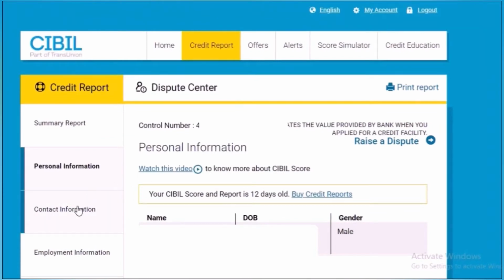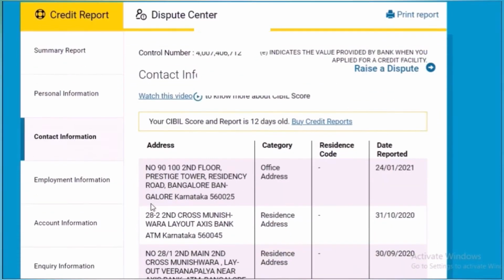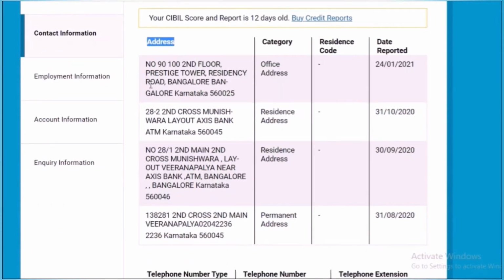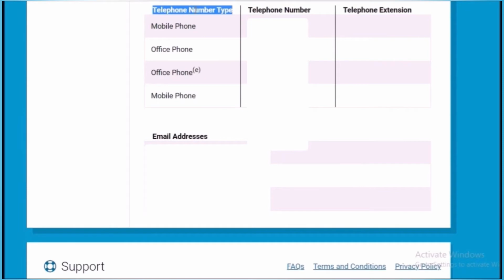Next thing is your contact information, and when you click on this, you'll find your mailing address. At least 4 of your mailing address will be recorded in your CIBIL report. It can be your office address, residence address and permanent address. Then your telephone number type and their numbers, and also the email addresses. Any contact number and email addresses that you provide on the application for credit will be recorded here.